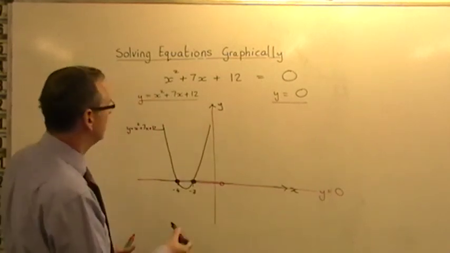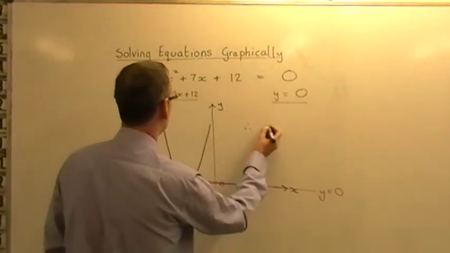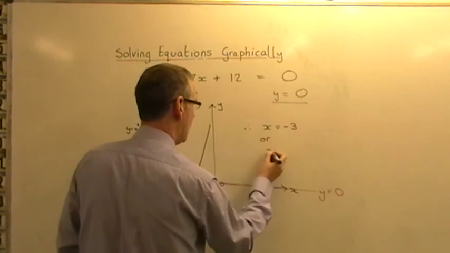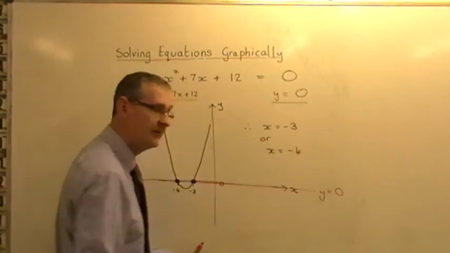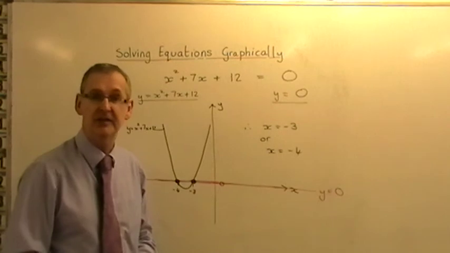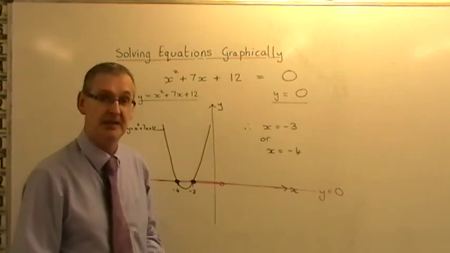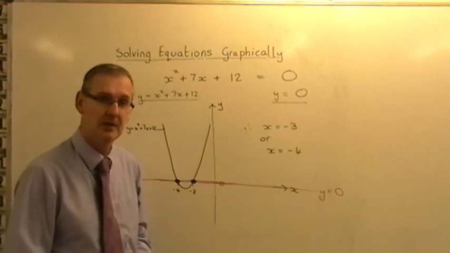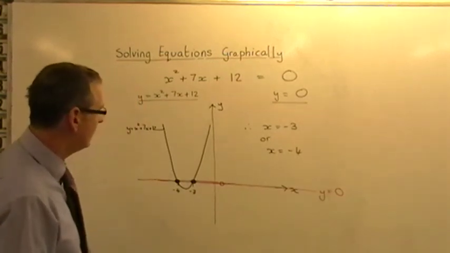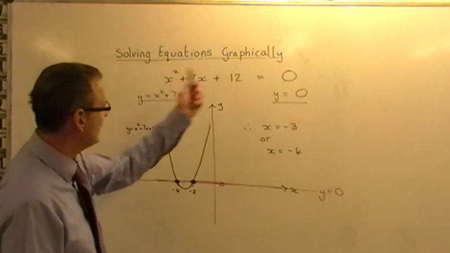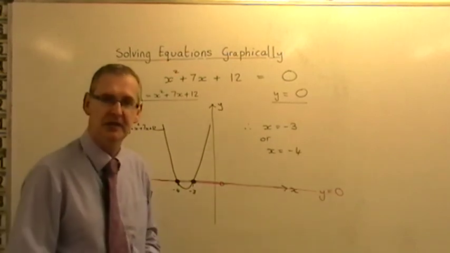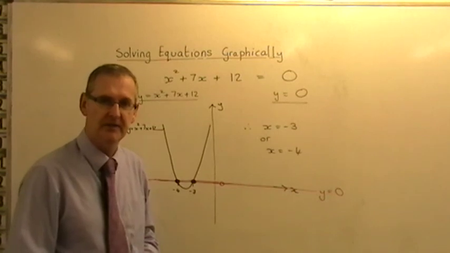So the answer to the equation would be, therefore, x equals -3 or x equals -4. And they would be the answers you would get if you did this accurately, and they would be the answers you would get if you solved that by algebraic techniques. So there you go, we've got a very straightforward quadratic equation being solved by graphical techniques. And that's the end of this short video.